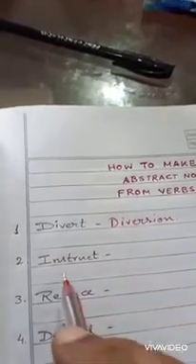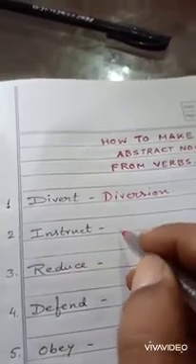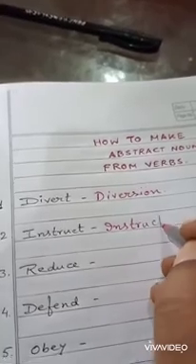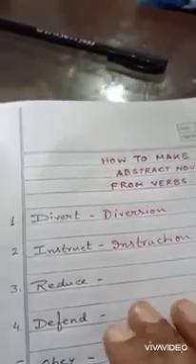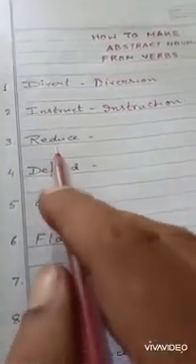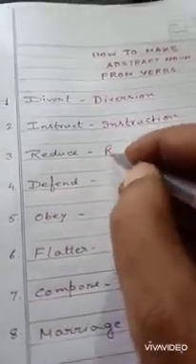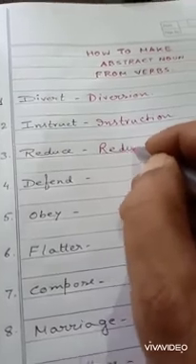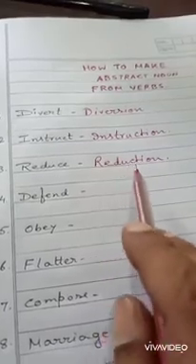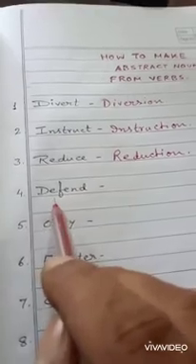Now, the second word is instruct. So what will be the abstract noun of instruct? Yes, instruction. Now you see the third word is reduce. So what will be the abstract noun of reduce? The abstract noun of reduce will be reduction. R-E-D-U-C-T-I-O-N. Reduction.